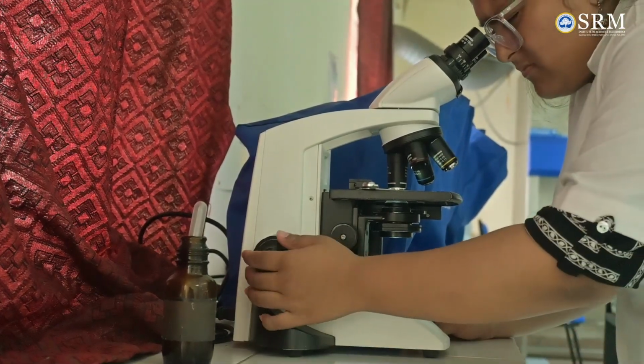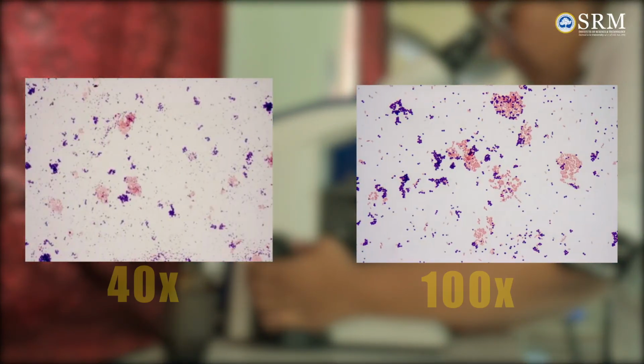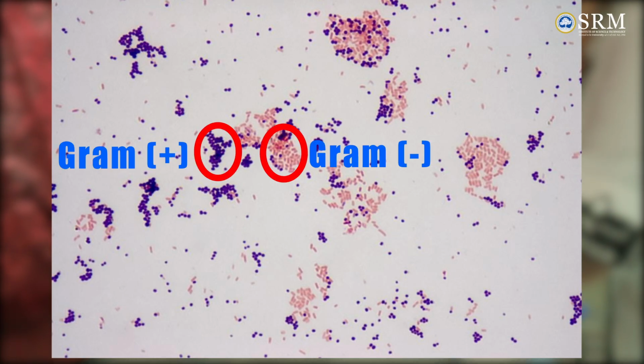Now we have a clear vision of the two bacteria, gram-positive and gram-negative. The gram-positive bacteria can be seen stained as purple, whereas gram-negative has taken up the counterstain Safranin and has shown a new color, pink. This is how we differentiate between the two bacteria, gram-positive and gram-negative.